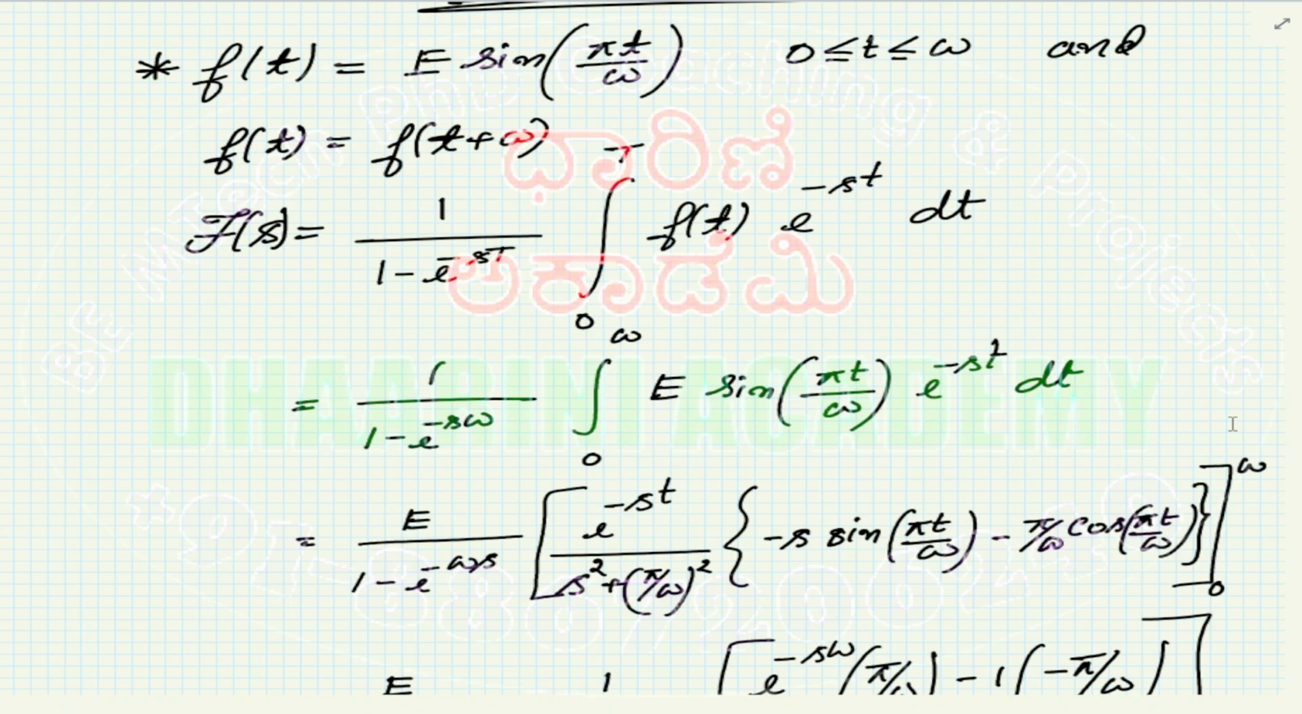Now we observe that omega is the period of the function. It has to be periodic, then only I can apply this formula. Otherwise, you have a standard sine at, right? There is a sin at. A by s square plus a square is the answer, right? But if it is periodic, I cannot apply that.